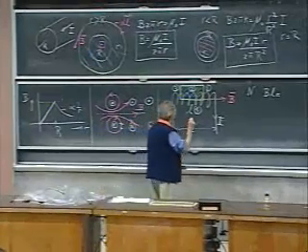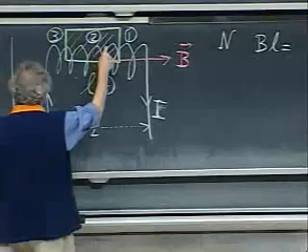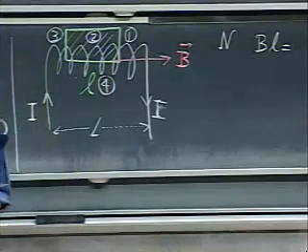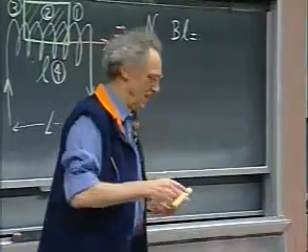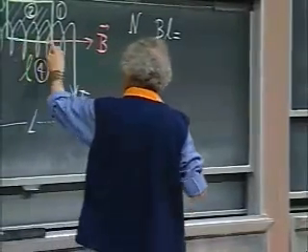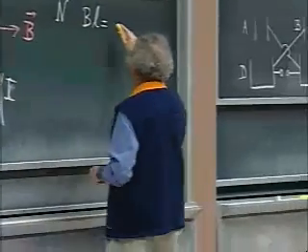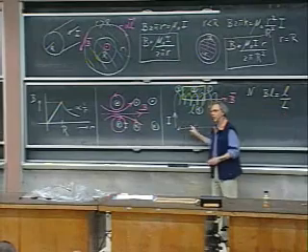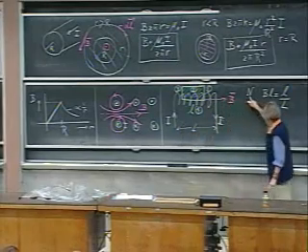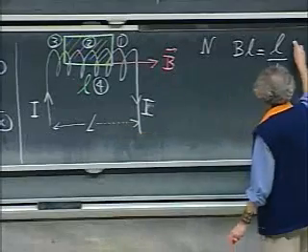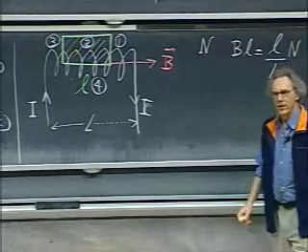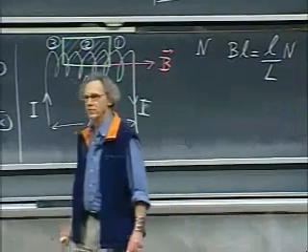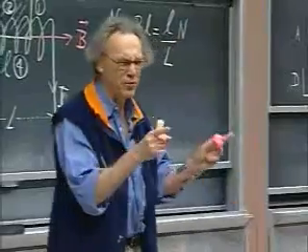The current that penetrates that surface, I have to know how many times this winding pokes through that surface. If the length of my rectangle is little l, and if the length of the solenoid is capital L, and if there are n windings on capital L, this is the number of times that the current pokes through that surface.